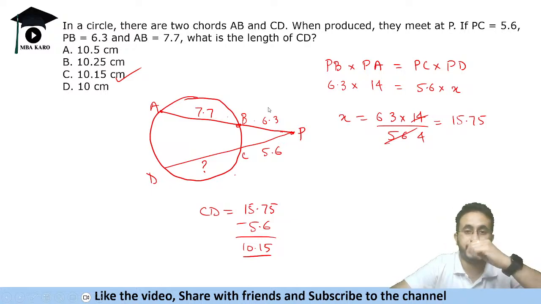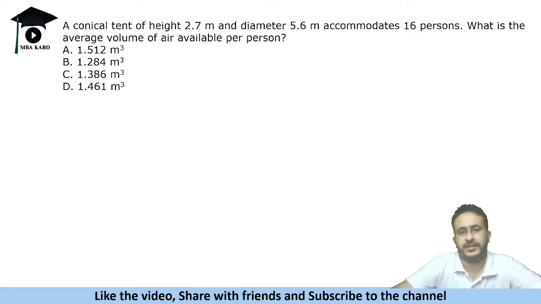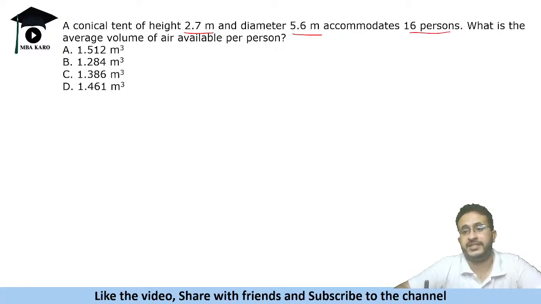For geometry, please go through the theorems related to triangles, circles, etc. So here's the next question on mensuration. It says that a conical tent of height 2.7 meter and diameter 5.6 meter accommodates 60 persons. What is the average volume of air available per person?